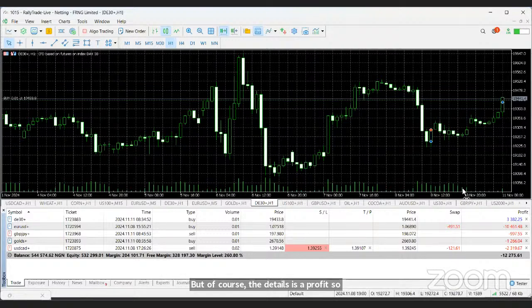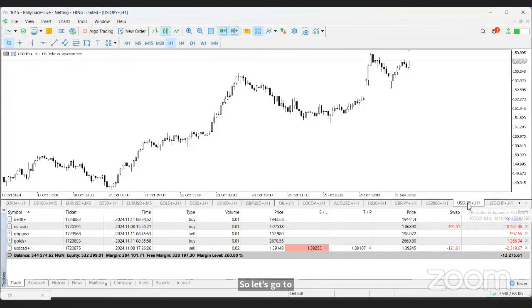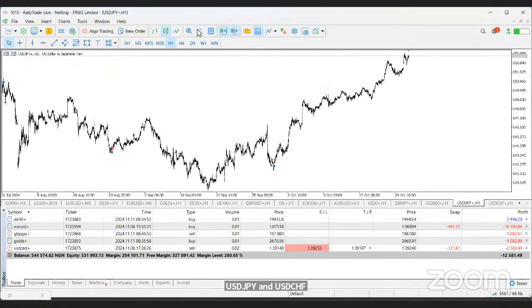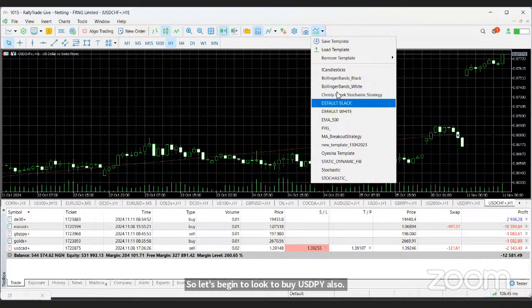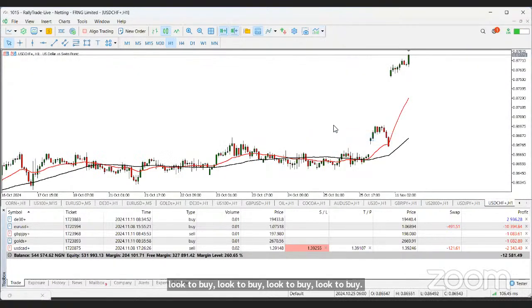Let's go to USD/JPY and USD/CHF. The USD/JPY front looks good. Japanese yen has been a very funny currency for a while now, so I want to believe that this one will continue to appreciate. Unlike EUR/USD, the Euro is very strong compared to the Japanese yen, right? So let's begin to look to buy USD/JPY also. The same thing with USD/CHF. We continue to look to buy on those two. If you have those two on your chart, look to buy, look to buy USD/CHF and USD/JPY.